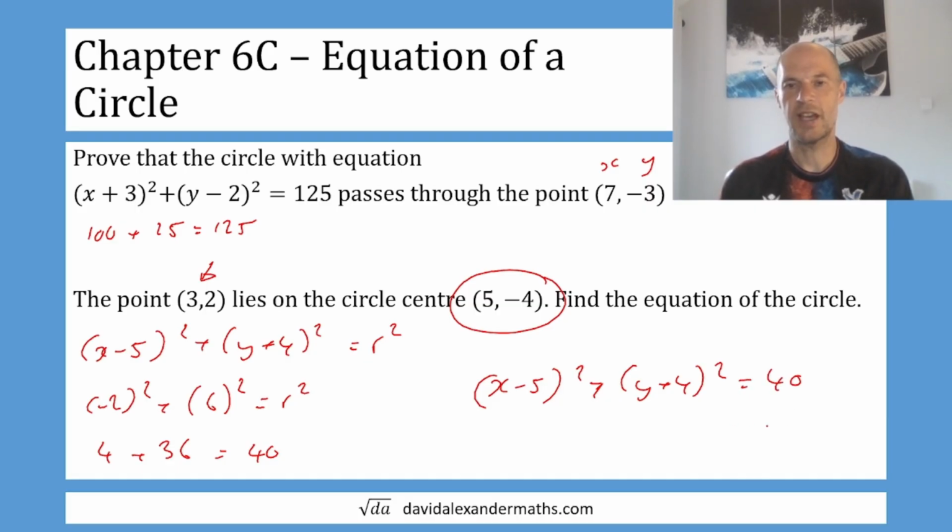We don't need to work out what the radius is. Some people might feel the need for some reason to square root this, but no, the equation of the circle needs the radius squared at the end. Here the radius is root 40, which can be simplified of course, but in the equation we need the radius squared, so 40, not root 40.